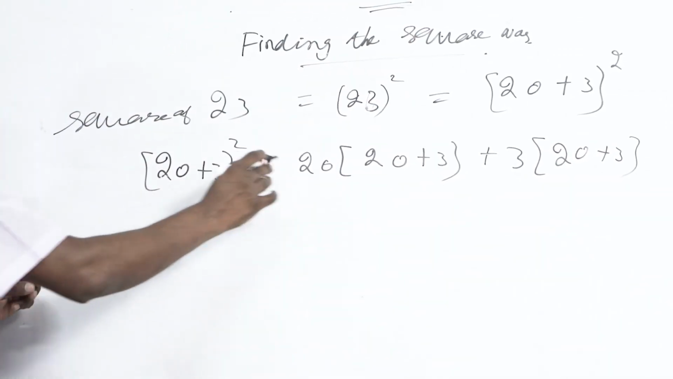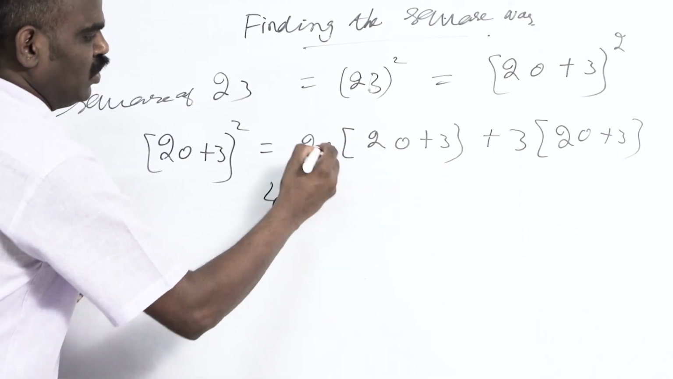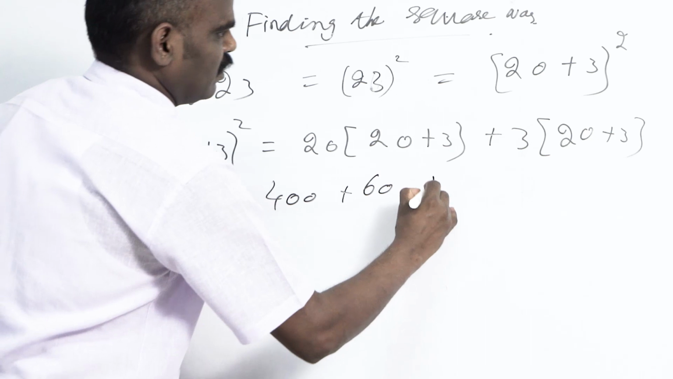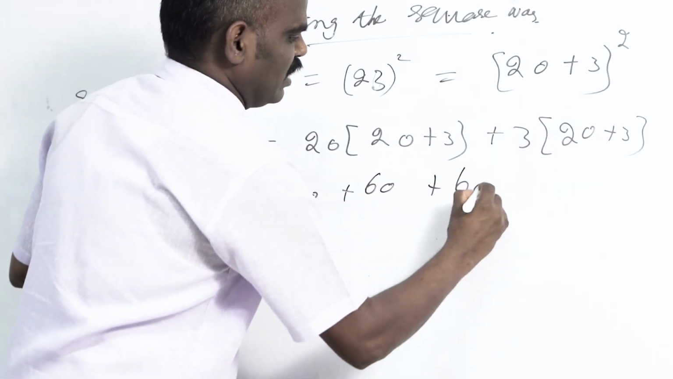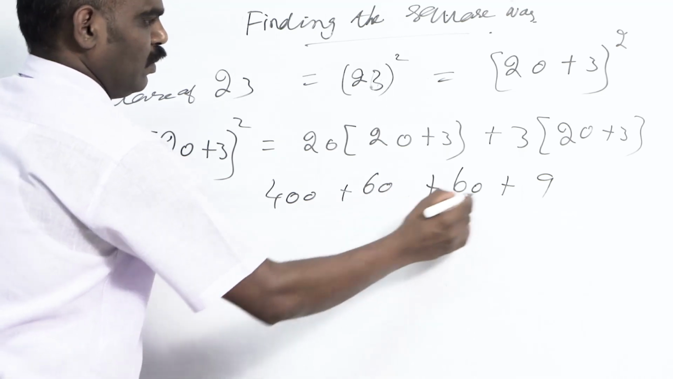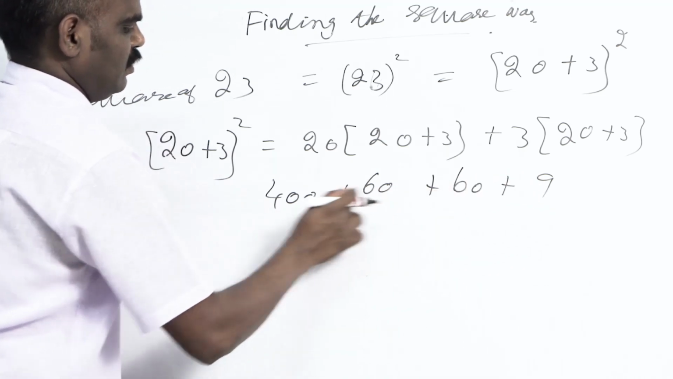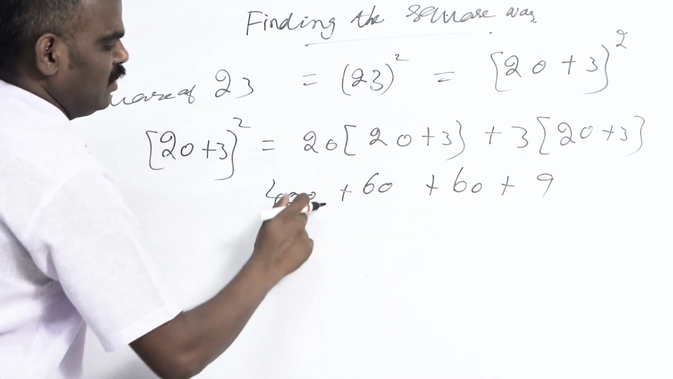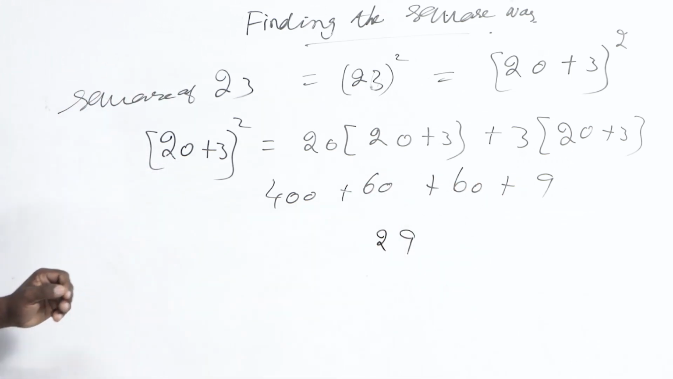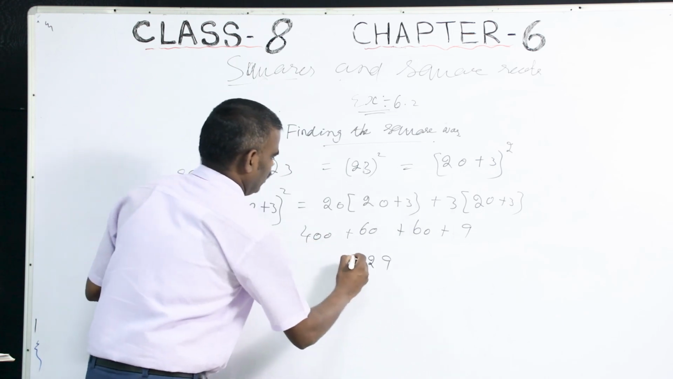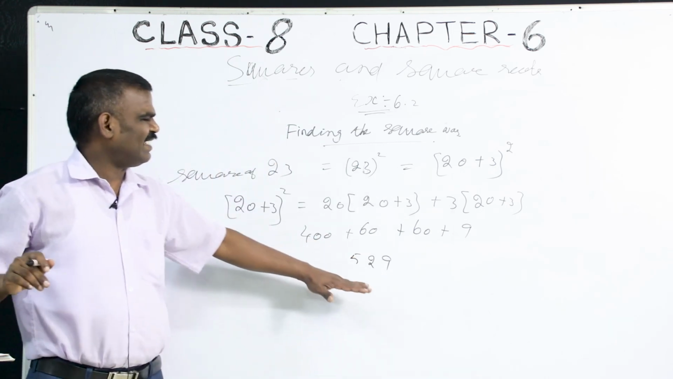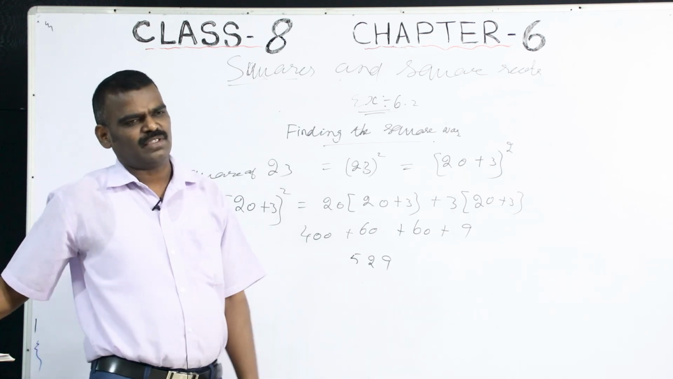Now you see, 20 into 20, 2 2s are 4, with 2 zeros. 20 into 3 is 60. 3 into 20 is 60. 3 into 3 is 9. Now add: 9 plus 0 is 9, 0 is 0. Next 6 plus 6 is 12, 1 remainder. 1 plus 4 is 5. So 529. So this is an easy method of doing calculations.